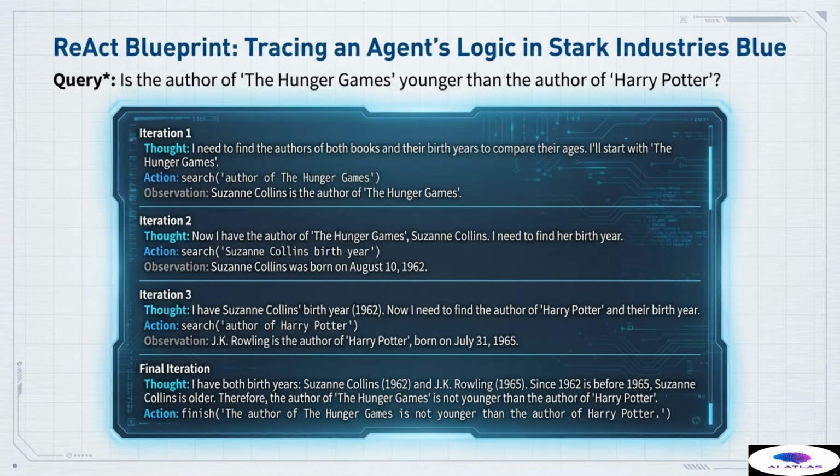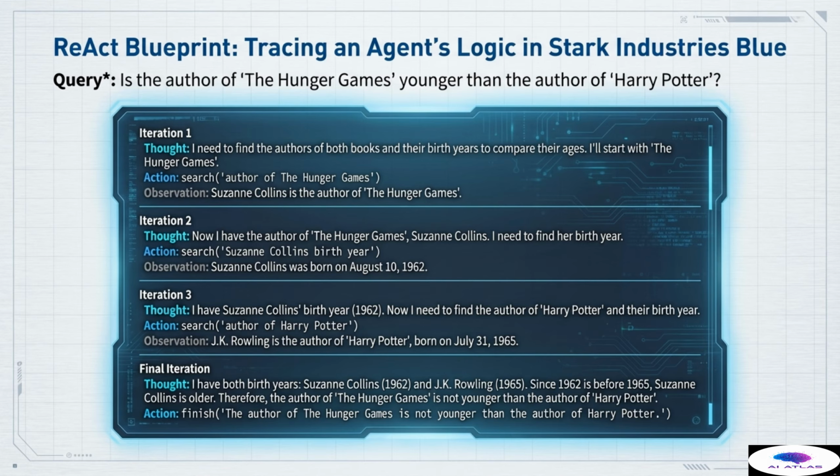The query is the author of The Hunger Games younger than the author of Harry Potter? Notice how the agent systematically approaches this complex comparison, where multiple pieces of external data are required. In iteration 1, the agent's thought is to start by finding the authors of both books. The action searches specifically for the author of The Hunger Games, and the observation confirms it is Susan Collins. Iteration 2 is deductive. Now that the author is known, the thought dictates the need for her birth year to establish an age baseline. The action searches for Susan Collins' birth year, yielding the observation of August 10, 1962.